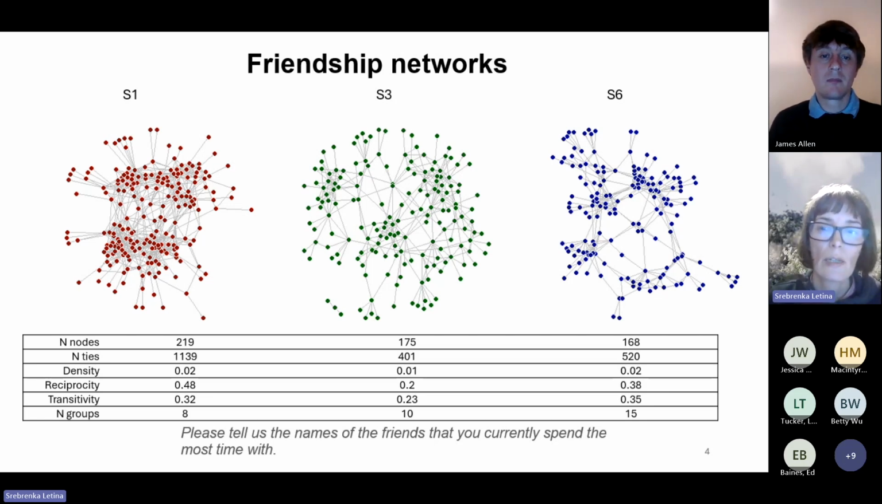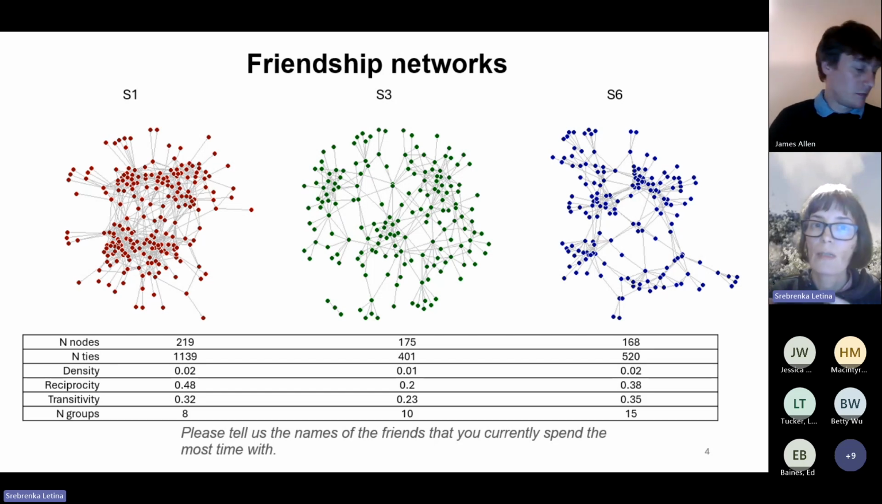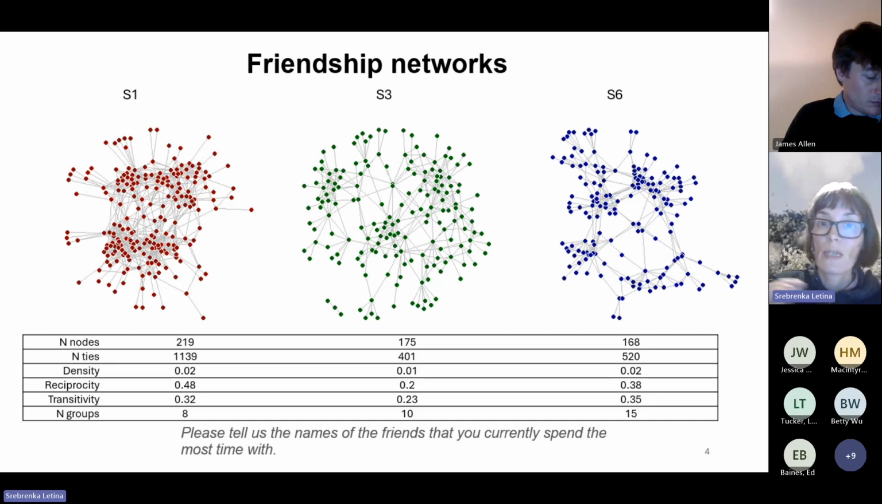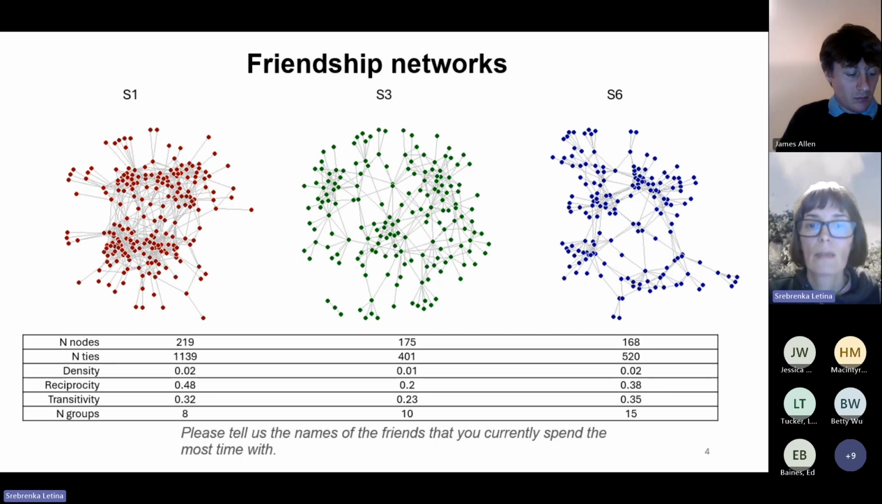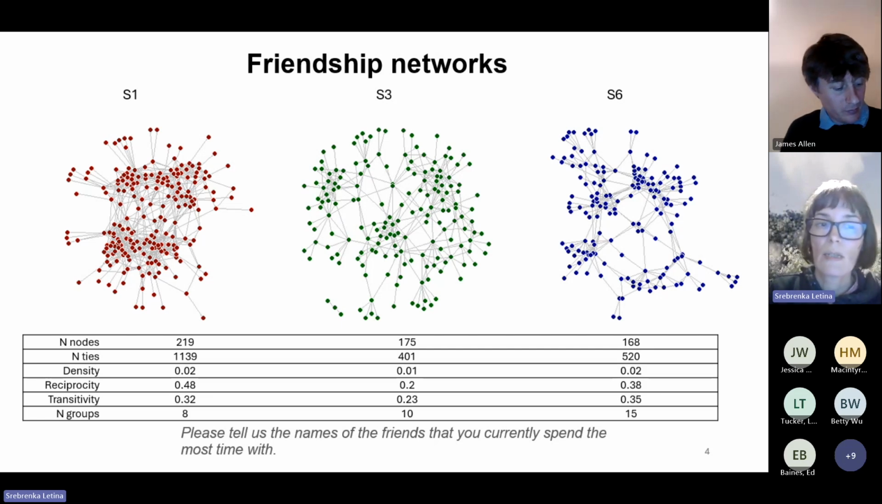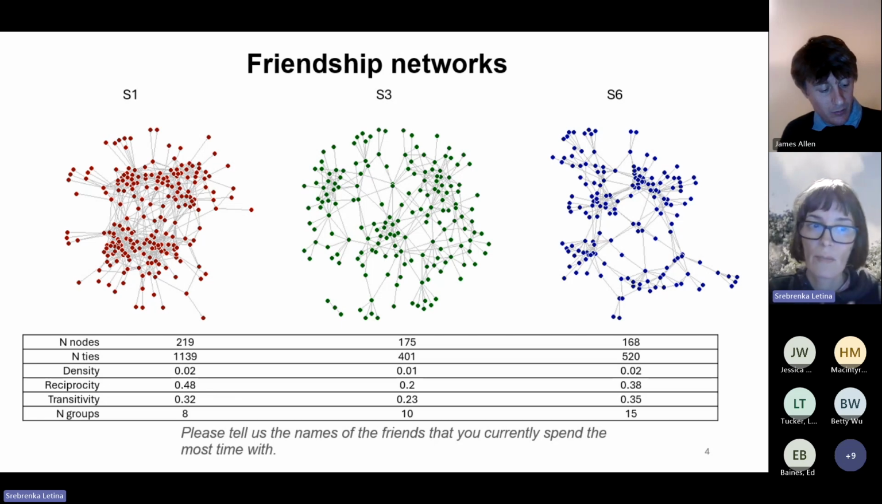And I will just say that you can see that they differ in size, as you would expect, but density is a measure that shows you how many ties there are in comparison to how many there could be. And you can see it's pretty low, but this is something that is quite expected. Around 2% of all possible ties exist. Reciprocity is just the tendency to have reciprocal ties. If somebody nominated somebody else, that other person also nominated them as a friend. And you can see that it's pretty good, in the sense that it's 0.48, and at highest it would be 1. That would mean that all ties are reciprocal.